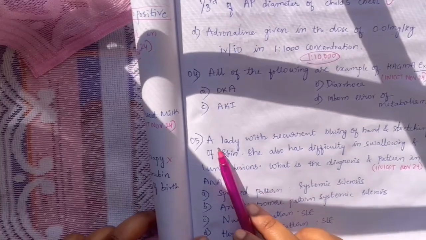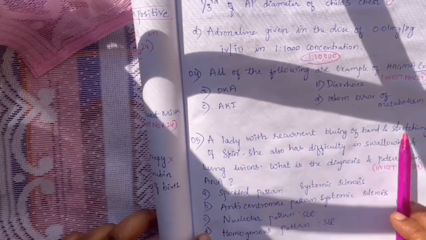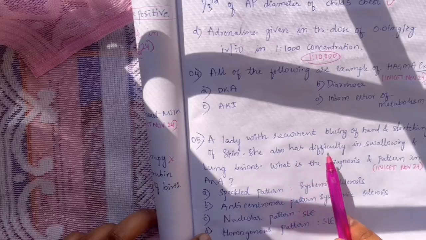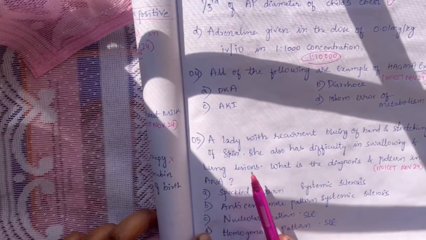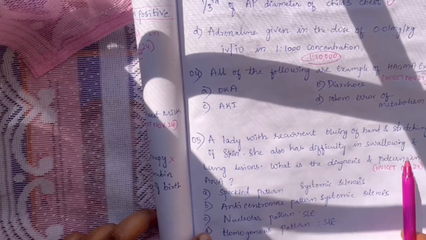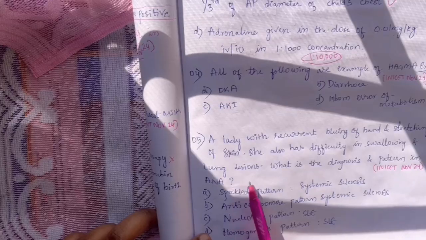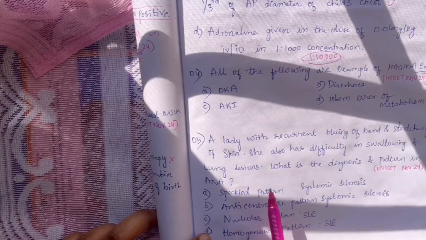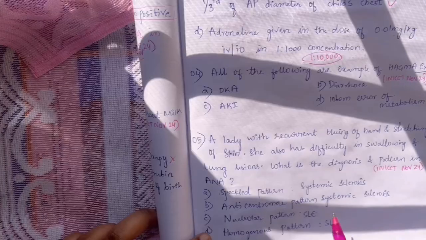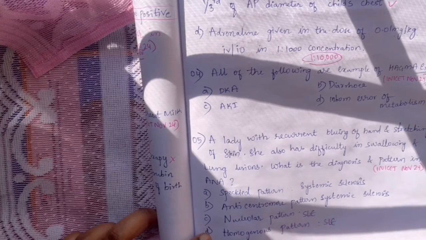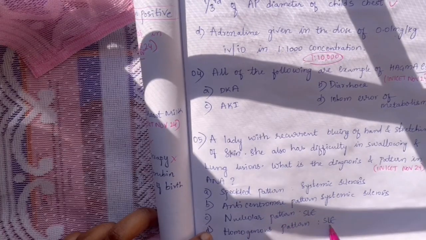Coming to the fifth question: a lady with recurrent bluing of hand and stretching of skin. She also had difficulty in swallowing and lung lesions. What is the diagnosis and pattern in the ENA? As you can see the pattern, if you know the pattern over here, you can answer this question. So the options are speckle pattern systemic sclerosis, anti-centromere pattern systemic sclerosis, nucleolar pattern SLE, homogeneous pattern SLE.